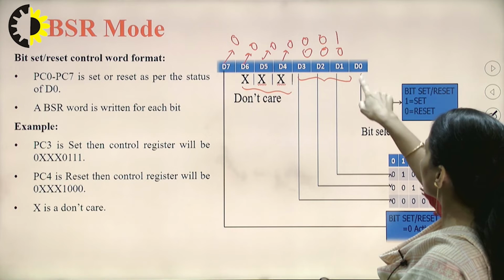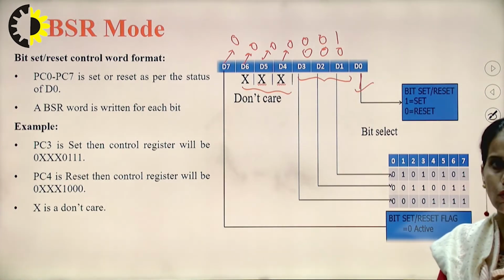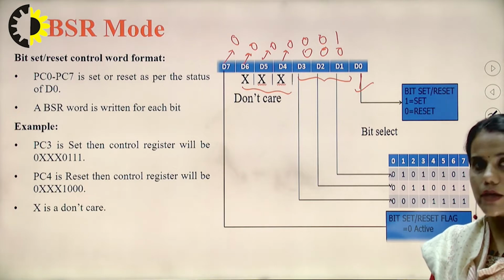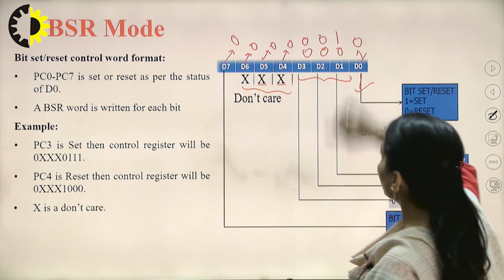Now this defines whether we have to set the bit or reset the bit. If we want to set the bit, then this should be 1. If we want to reset the bit, then this should be 0.